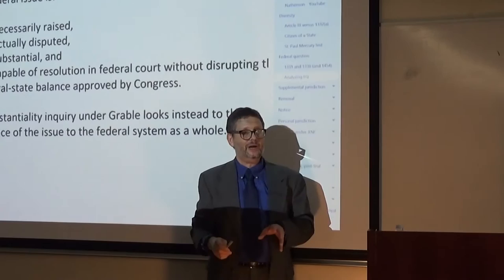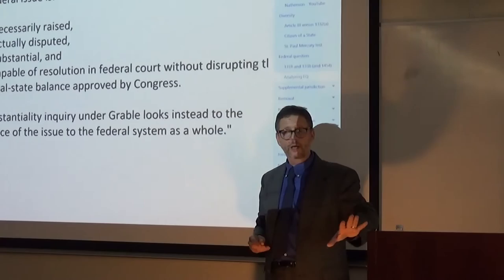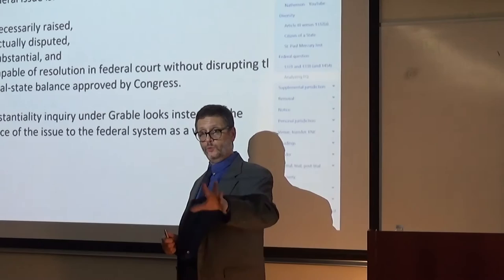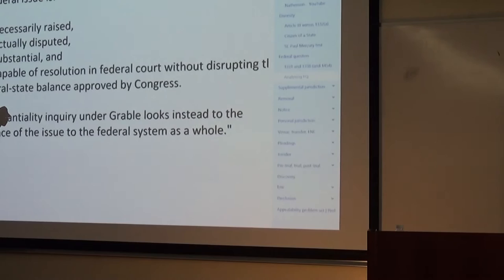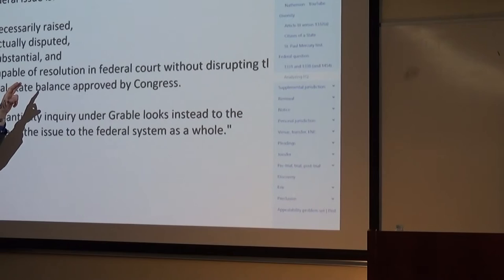I think it's unlikely to be in the bar exam. What I recommend here is look at the Supreme Court's case of either Grable or Gunn, especially the more recent case of Gunn. The elements are the federal issue in the state law cause of action has to be necessarily raised and actually disputed, easily met. But it's also got to be substantial to the federal system as a whole, okay? That's a very hard standard to meet.